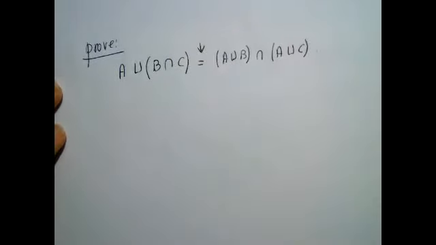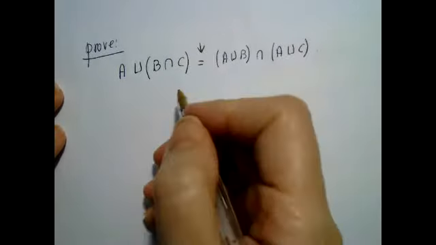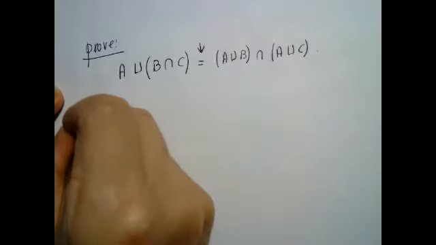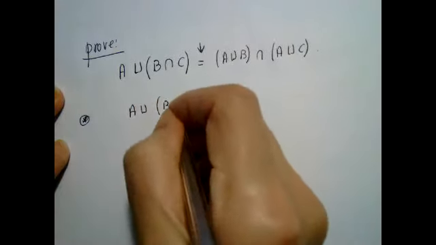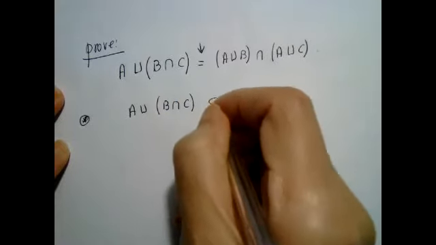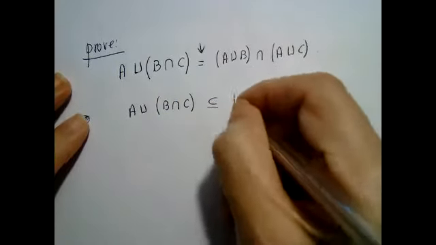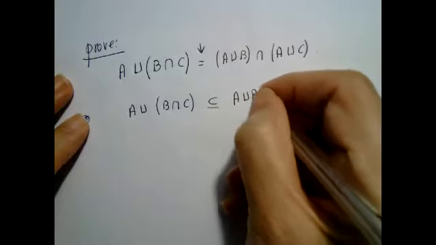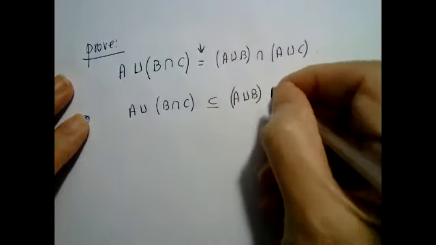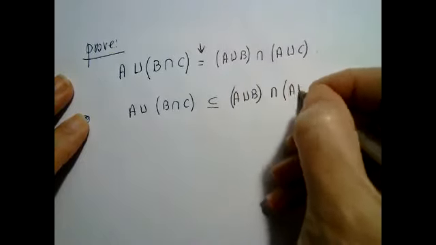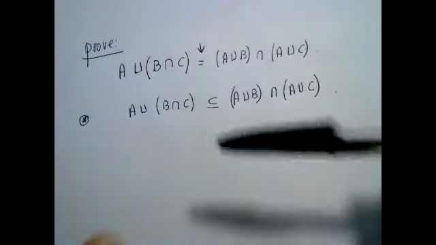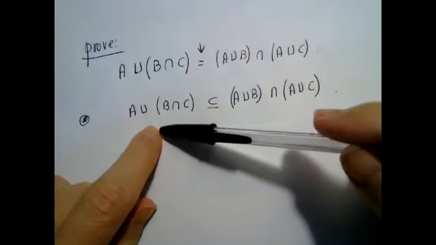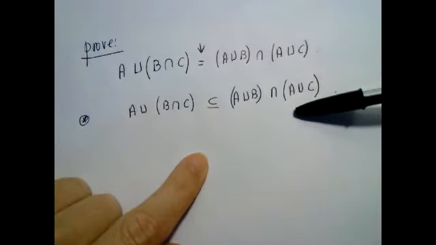Since it's an equality, I have to prove two inclusions. I'm going to ask you to prove the first one. The other one is not harder, but first we're going to prove this inclusion. I'm going to prove that if an element is in here, it also has to be in here.